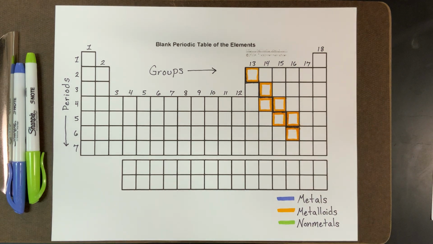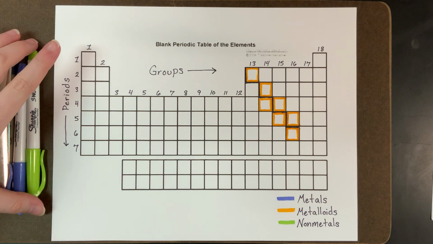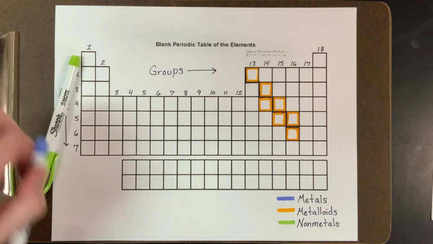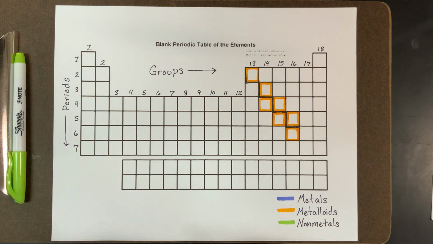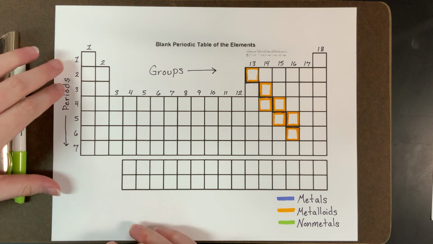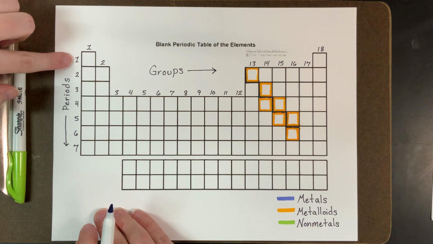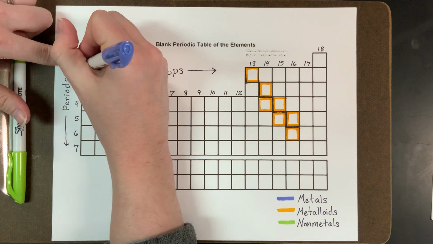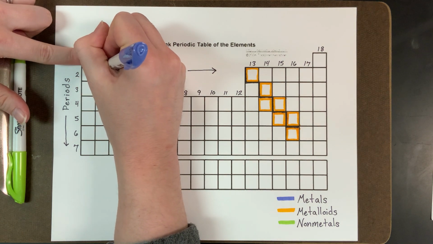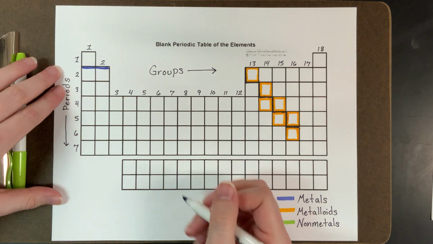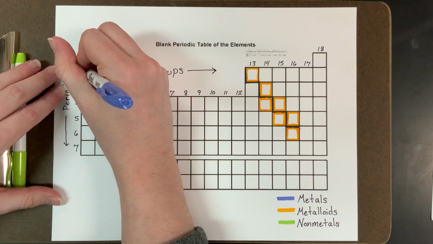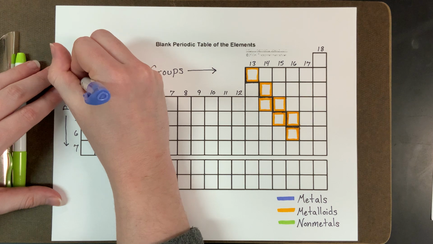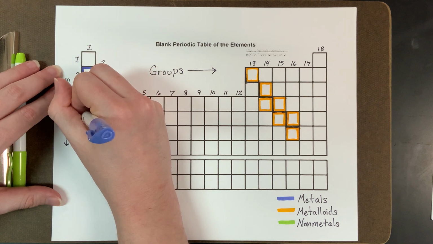Okay, those are all my metalloids, and I no longer need this color, so I'm going to set it off to the side. I'm going to do the metals next because they're the largest section. They take up the majority of all of our elements. And so with the exception of period 1, group 1, hydrogen, everything in groups 1 and 2, all the way through everything in group 12, all of these are classified as a metal.